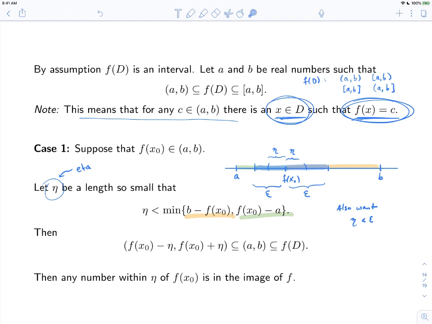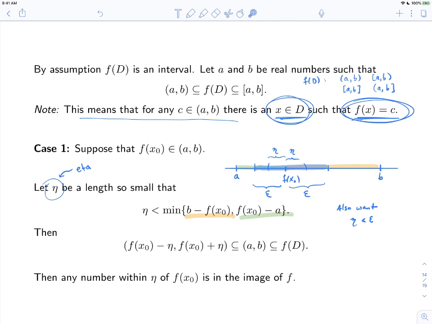It's entirely possible that epsilon is so large that it's out here, and that's why we want to make sure that the interval is contained completely in the interval from a to b. So that's why we have these conditions here, and also we want to choose eta to be less than epsilon. Okay. Now here I've just written it out again. We want this interval centered at f at x naught extending out from a length epsilon on either side. We want that to be completely contained in AB, which is in turn contained in the image of our set. So any number within eta of f at x naught is in the image of f.